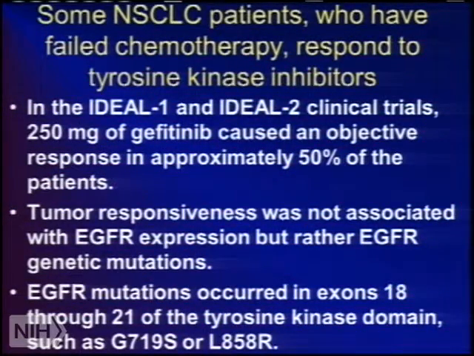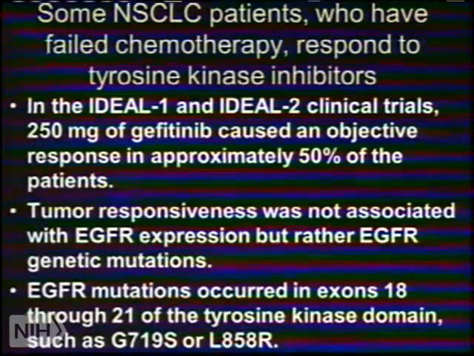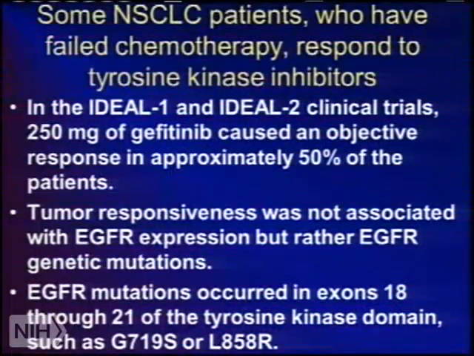So there have been various clinical trials then, such as the IDEAL-1 and IDEAL-2 trial, and you add gefitinib to patients, and you try to cause a response in at least half of the patients. And so it turns out if the patient has mutated EGF receptor, they will respond to gefitinib. If they have wild-type receptor, it doesn't work very well in the patients at all. So the responsiveness then is not associated with EGF receptor levels, but rather with EGF receptor genetic mutations.